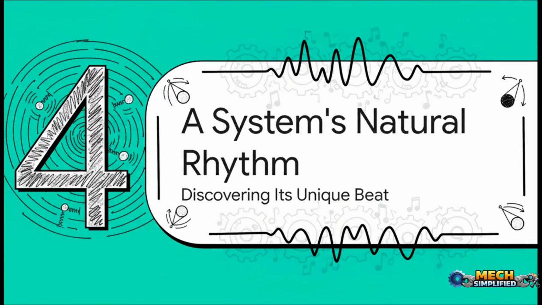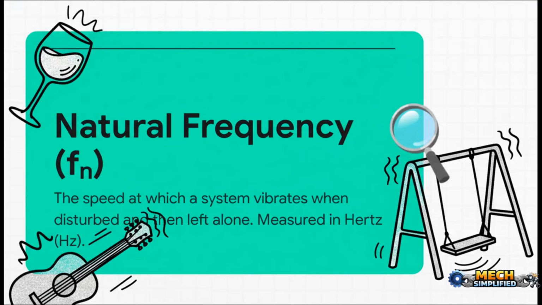Now, because they follow this script, we can uncover something truly amazing about any vibrating system, its own unique, built-in rhythm. This is called its natural frequency. So what is natural frequency? It's simply the speed at which something wants to vibrate all by itself.